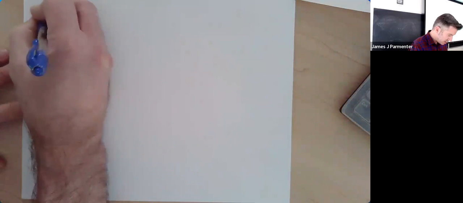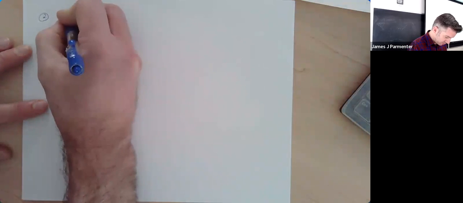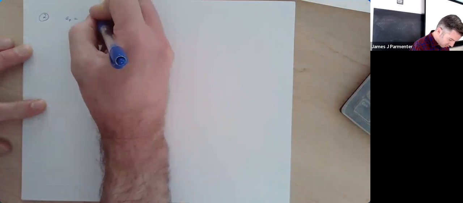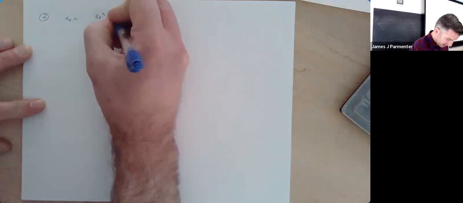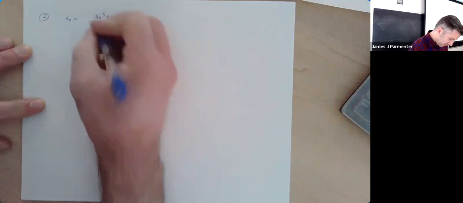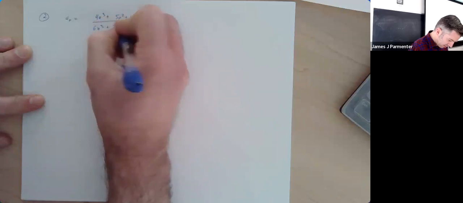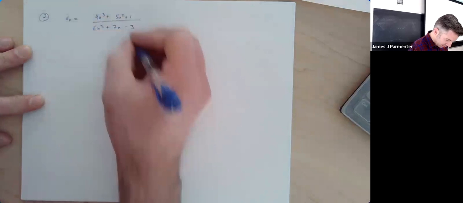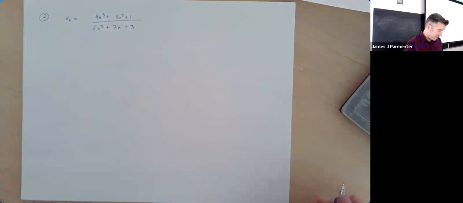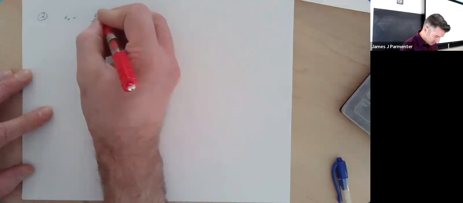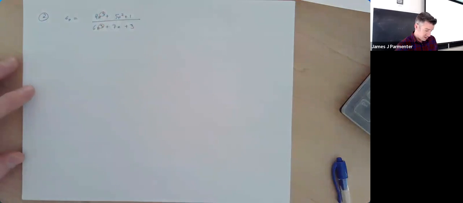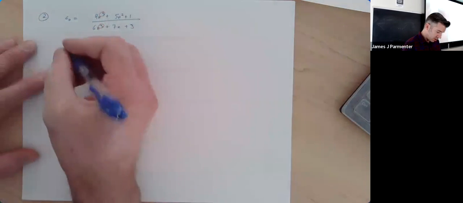Looking at something similar, the third kind of situation is when the degree on the top and the degree on the bottom are the same. So if I said my sequence looked like, I don't know, 4n cubed plus 5n squared plus 1 over 6n cubed plus 7n plus 3. Again, if I was asking what this converged to, the shortcut answer would be to say the degree on the top and the degree on the bottom are the same, so the limit's going to be 4/6. Or you can show the work.